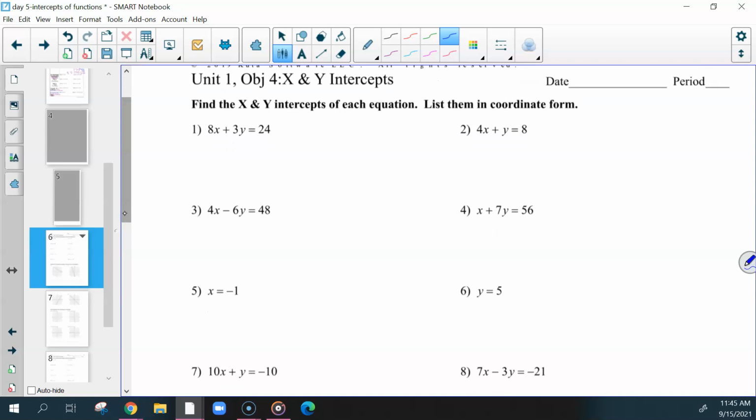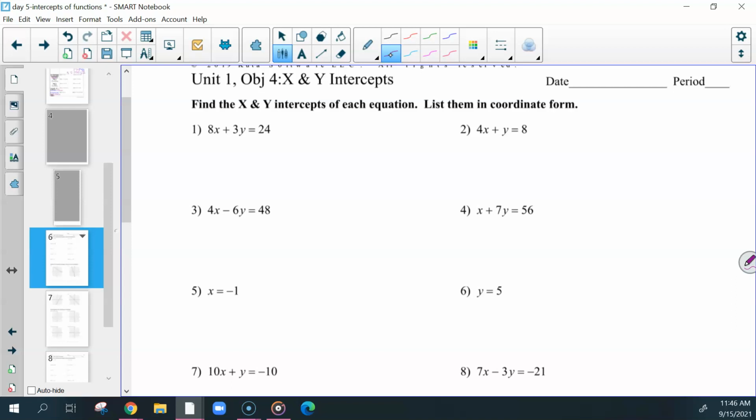Think about 0. Which one is 0, the x or the y? If it's an x-intercept, y is what? 0. I'm a repetition, guys. You play sports, you play an instrument, it's repetition. This is the same thing. Sports, music, art, repetition.